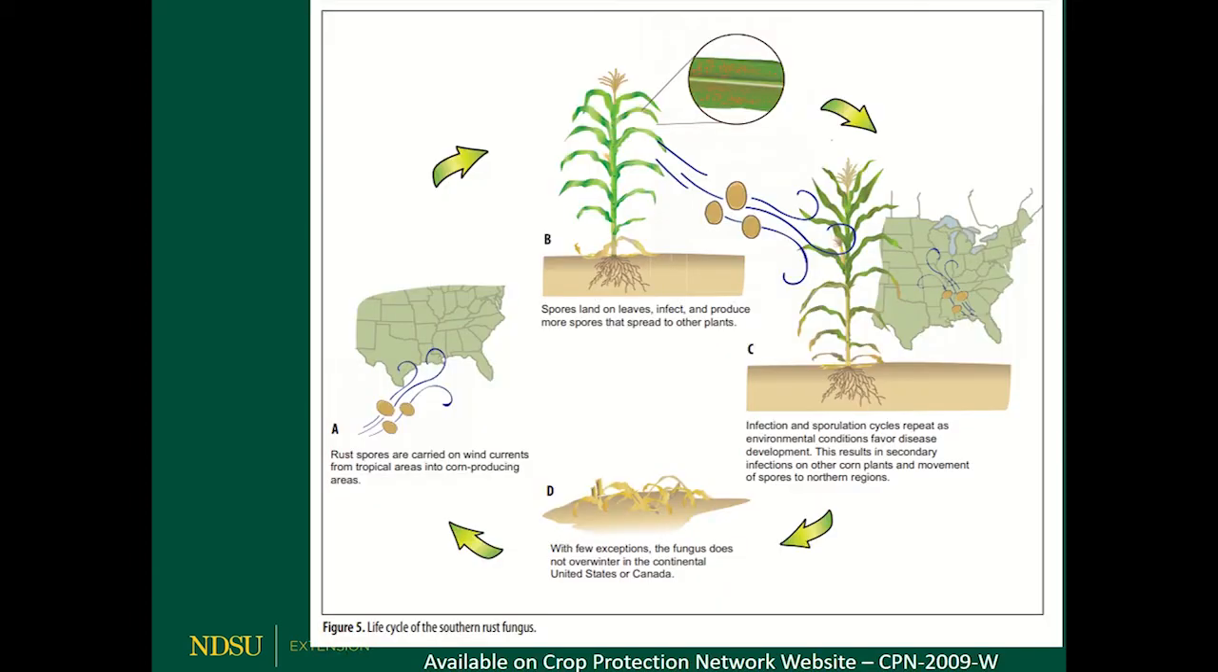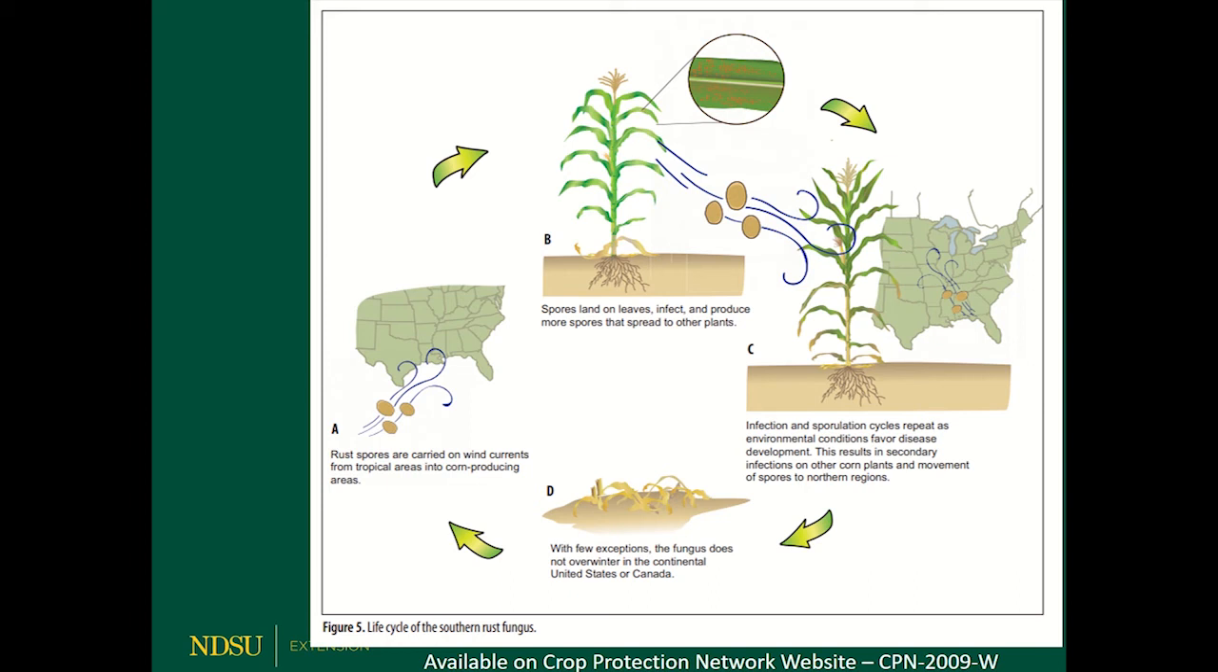So the first thing, to briefly summarize what this looks like, is these southern rust pathogen spores are blown in from these tropical areas. But this diagram depicted at the Crop Protection Network website shows a pretty good example of how this works on a diagram scale.